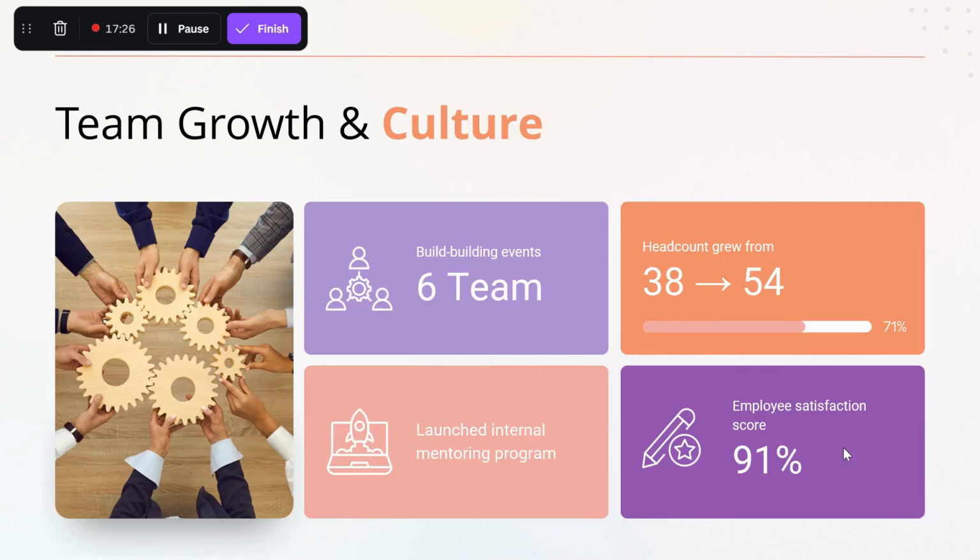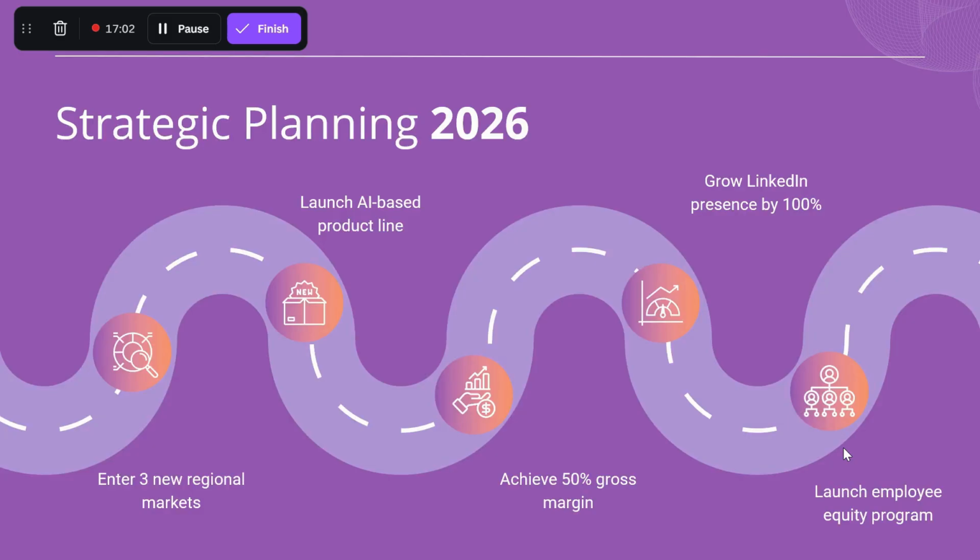Then we have the slide on team growth and culture. Again, this can be flexible enough to mean something else to you pertaining to what the dataset is. In this case, we have things we want to pinpoint or highlight. For example, the team building events we did, our headcount, it grew from so and so. We also launched an internal mentoring program, among others.